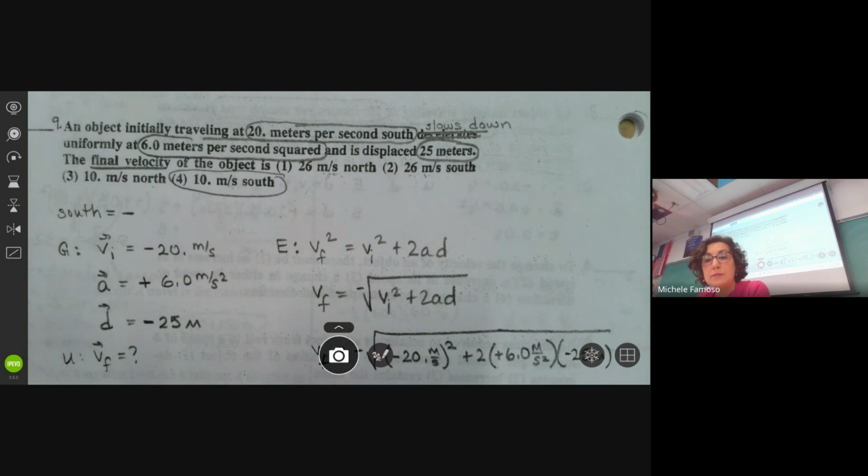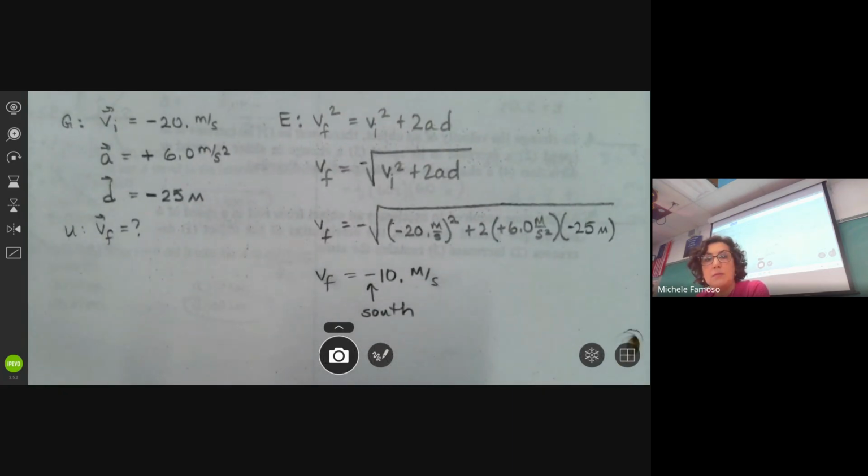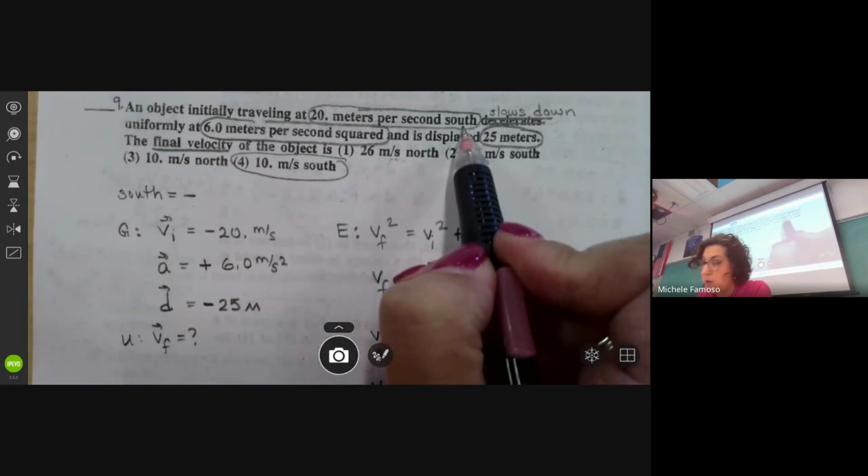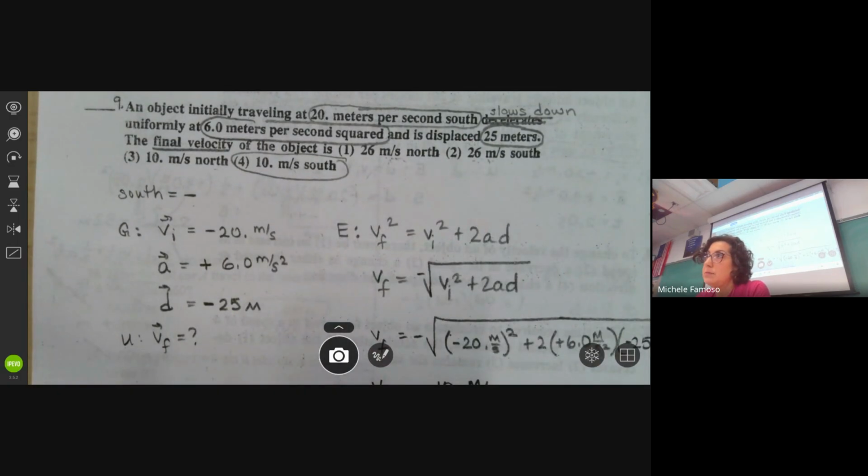Eric? So I did it where it was VF squared equals VI squared in the equation, but I plugged everything in, I think the square root. That's going to lose you points tomorrow. Yep, because you have to do the algebraic manipulation first. Where did the negative come from? The direction, which means south. It says south. South is a negative direction.